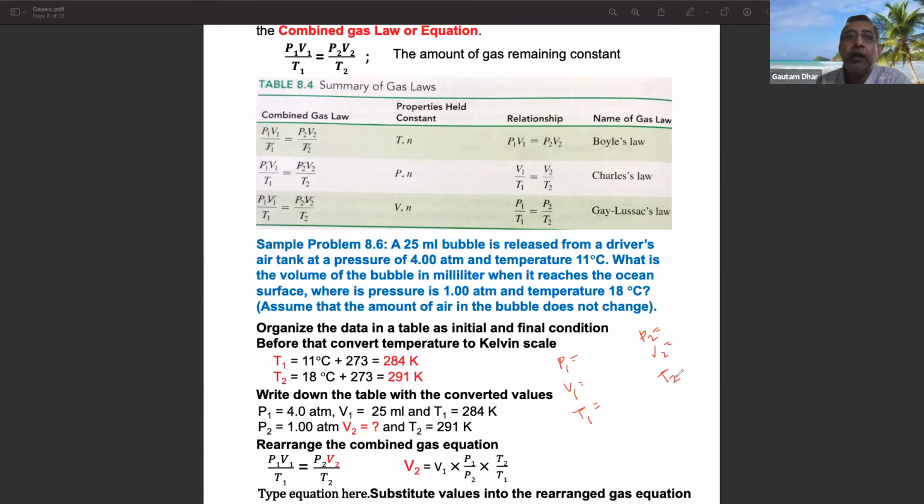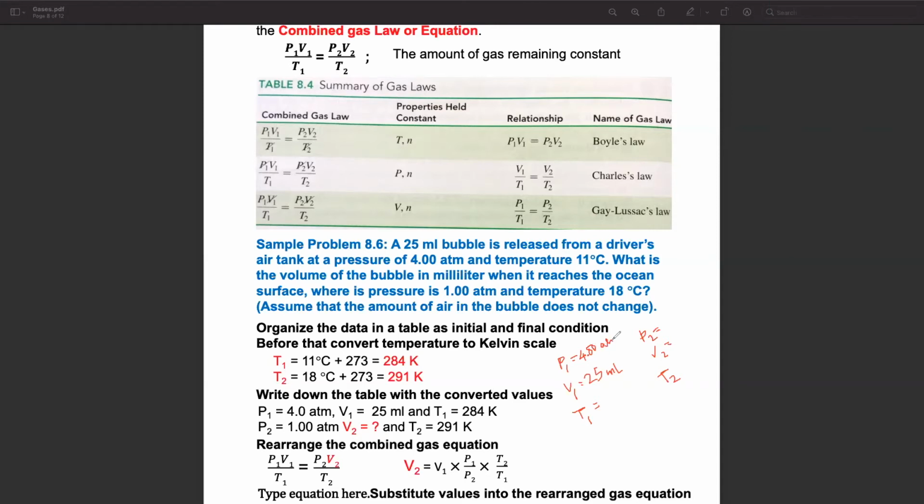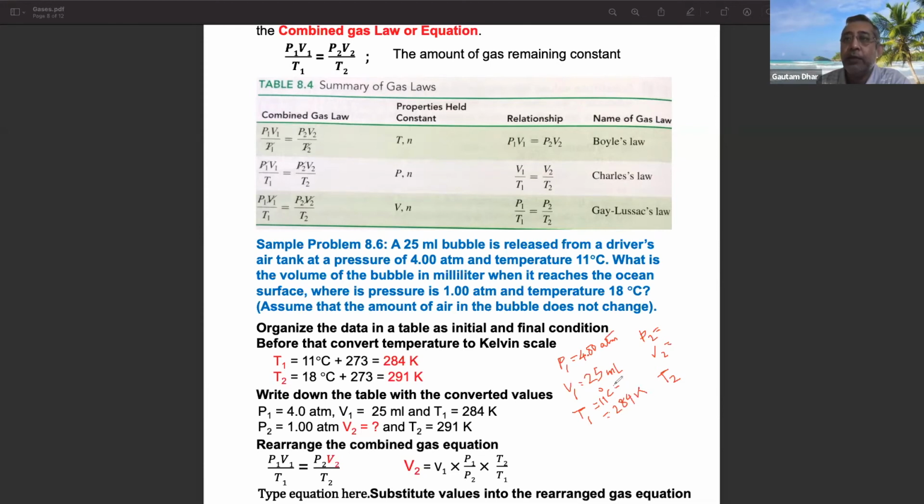Now here it says a 25 milliliter bubble, so V1 is 25 milliliter, is released from a diver's air tank at a pressure of 4.00 atm. So that is pressure P1. And the temperature is 11 degrees centigrade, so 11 plus 273, and that is equal to 284 Kelvin.